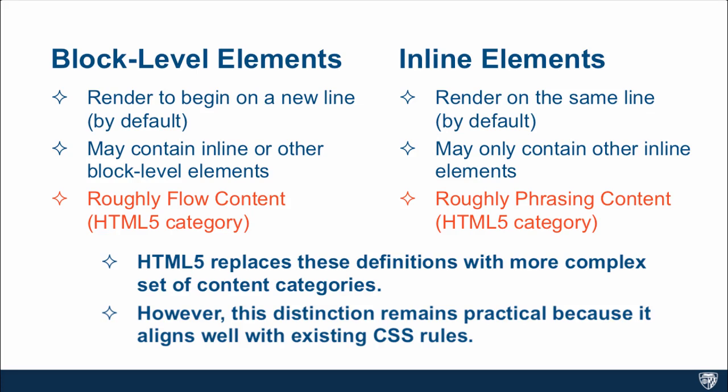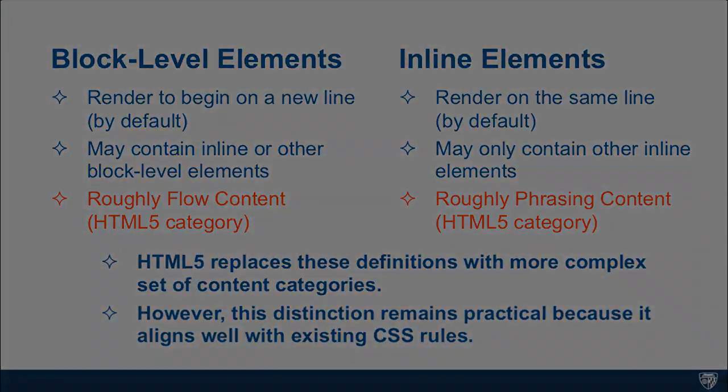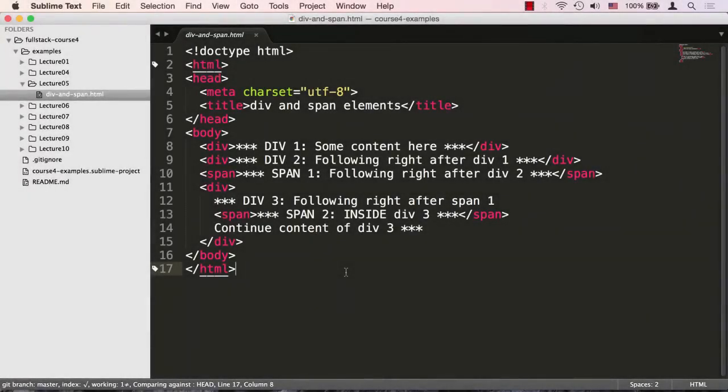So let's go look at some code that will demonstrate these concepts. To demonstrate the difference between block level elements and inline elements, we're going to take a look at an HTML document called div and span.html. It's located in the examples lecture 05 folder.